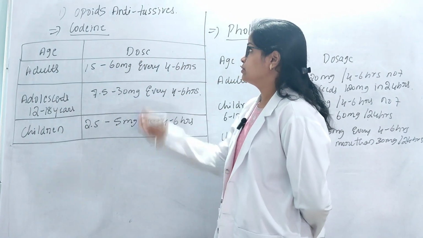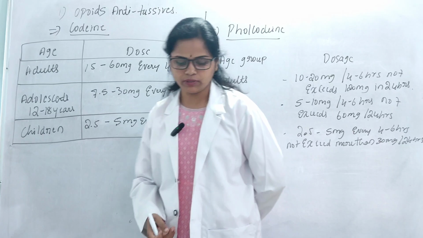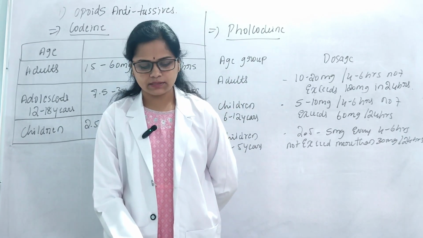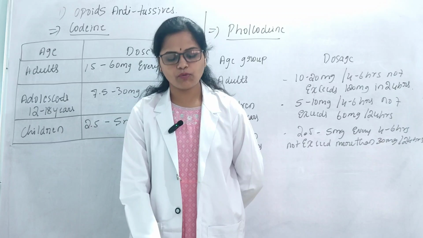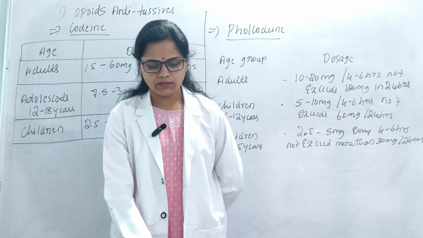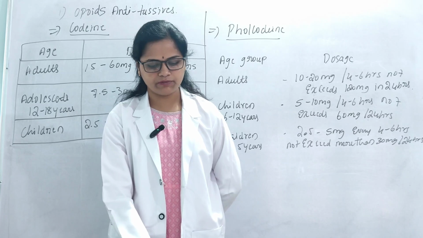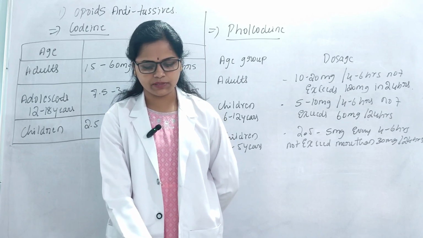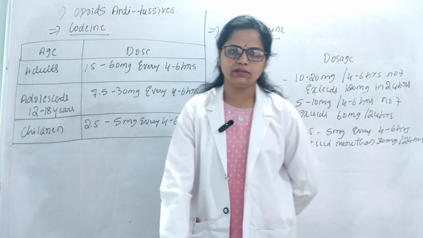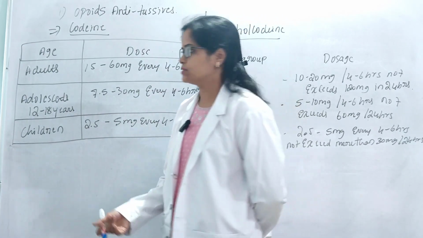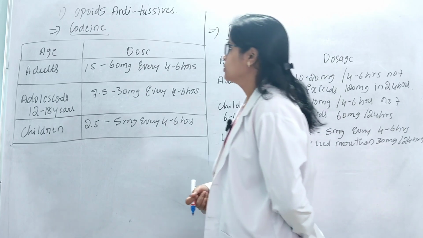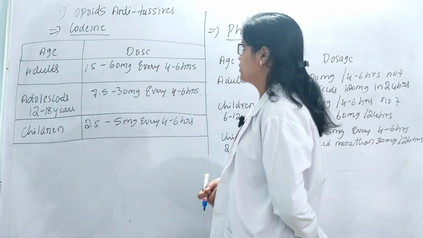Next we'll see the opioid antitussives. The opioid antitussives have a central mechanism of action on the opioid receptors in the medullary cough centers, and they may have an additional peripheral action on cough receptors in the proximal airways. Mainly they affect the medullary cough centers. Examples for the opioid antitussives are codeine and pholcodine.